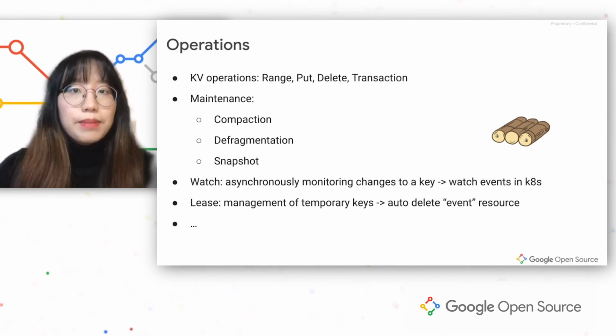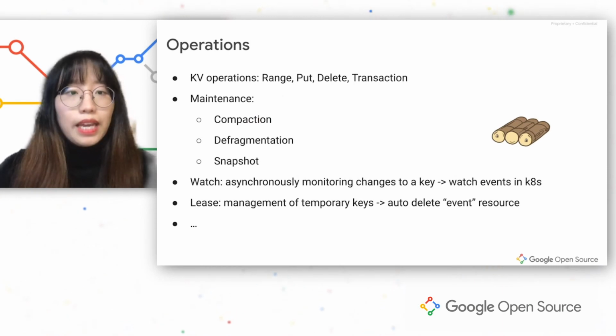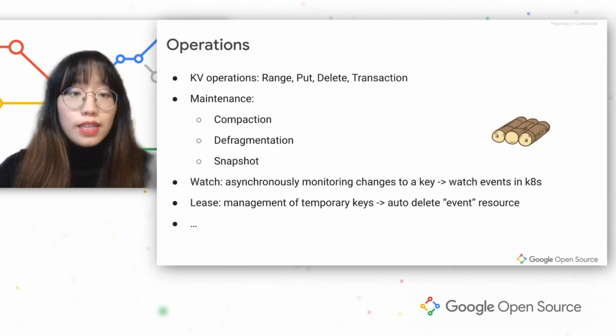The second type is maintenance operation, including compaction, defragmentation, and snapshot. Watch is to monitor the change of the key pair. Lease is to manage the temporary keys. In Kubernetes, it is used to auto-delete expired resources. etcd also has many other operations, such as the authentication operations, which are used for authentication and authorization. If you are interested in it, you can go to the website and read the official documentation.